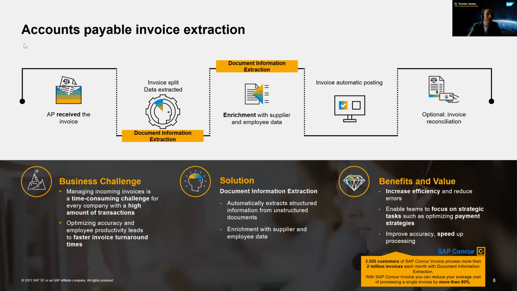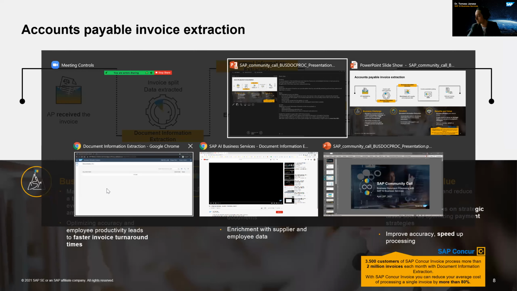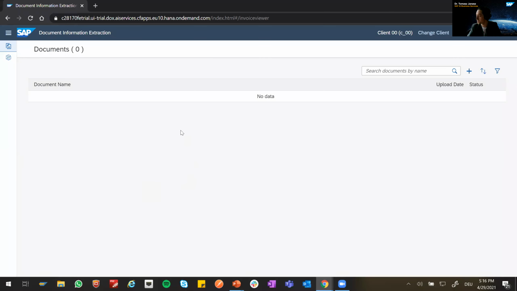Okay, at this point, I would like to switch to a short demo. I would like to show you how invoice data can be extracted automatically. Let me switch to my browser. So I hope you can see my screen now. What you can see here is the landing page of document information extraction. You can see that I have no data here. What I can do as a business user is upload an invoice for processing by the machine learning algorithm, which runs in the background.